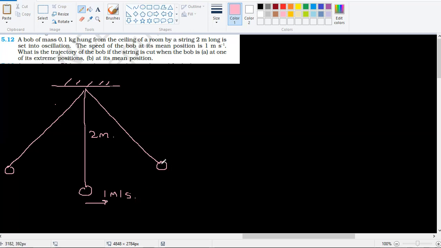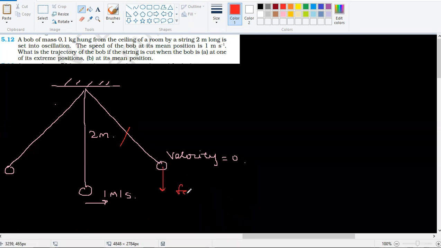When it is at the extreme position, can anyone tell me what is the velocity here? 0. So suppose I cut this thread when it is at the extreme position, there is no velocity in the x direction or y direction. At the moment I cut this, is it going to hang in the air, or fall down, or go up? It's going to fall down.